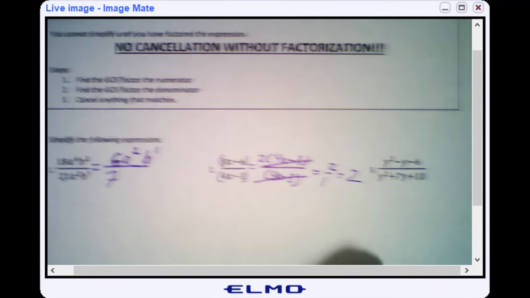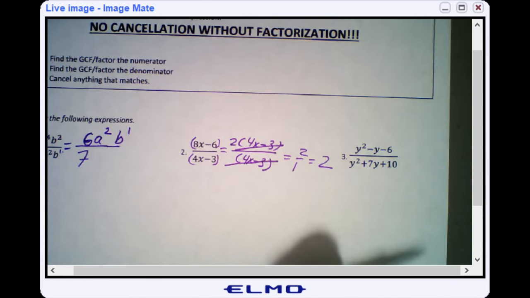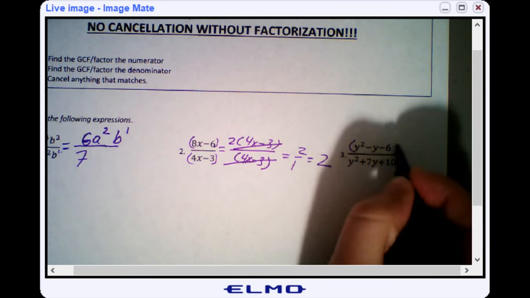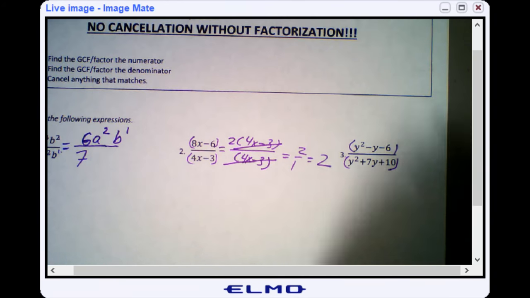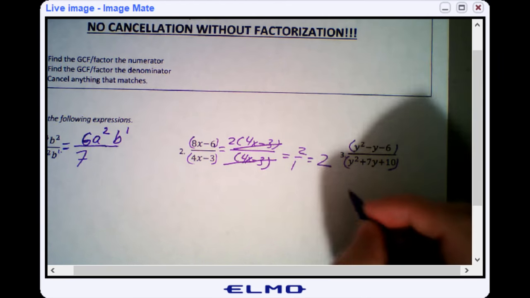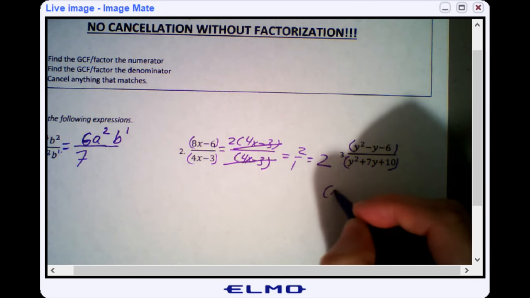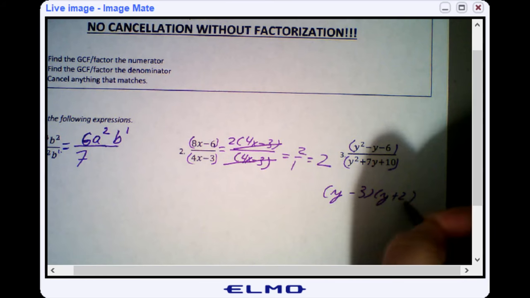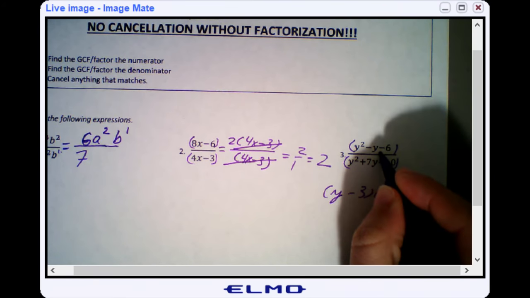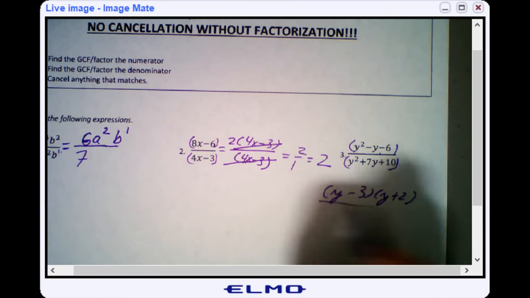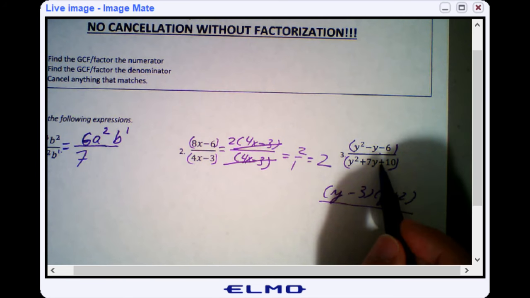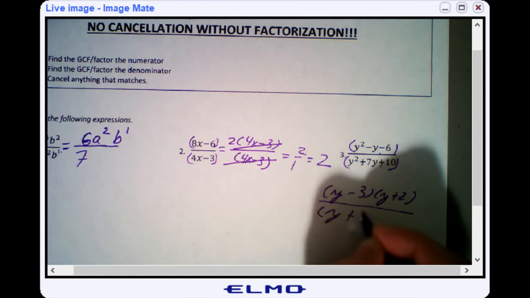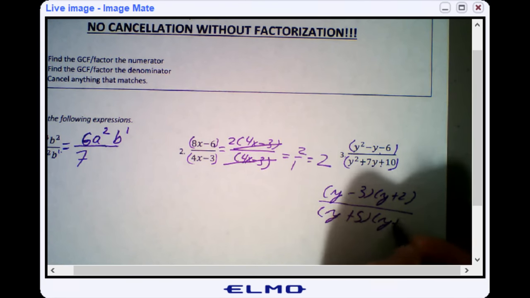For 3, I have a trinomial divided by another trinomial. So I'm going to put my parentheses around. Right now, my groups do not match, so I'm going to try and factor it. So we're going to get y minus 3, y plus 2. I know my signs are different because my last one's negative. On the bottom, my signs are going to be the same because the last is positive. They're both going to be positive. Y plus 5, y plus 2.